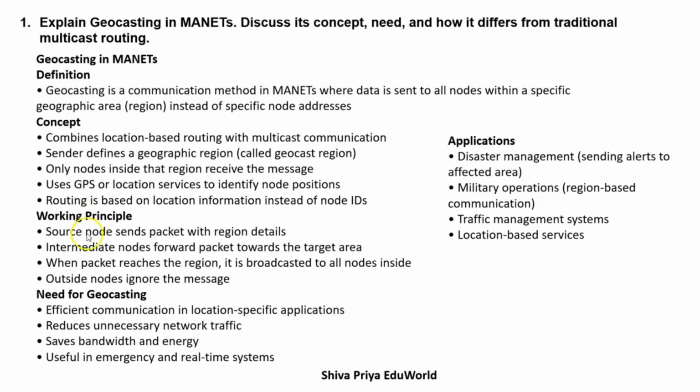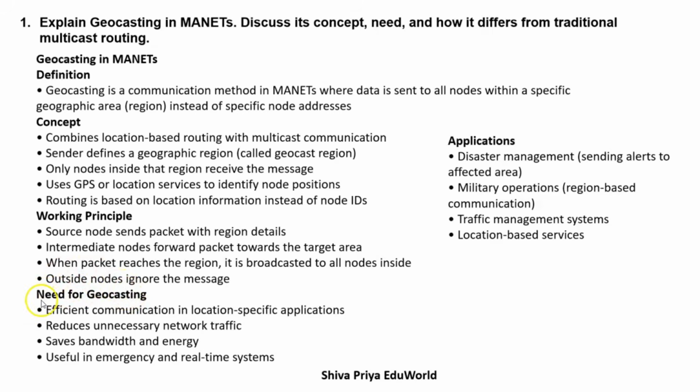Working principle. The source node sends the packet with the region details. After that, intermediate nodes forward the packet towards the target area. After that, when the packet reaches the particular region, that geographic area, it is broadcast to all nodes which are inside the geographic area. Outside nodes ignore the messages. Clear? This is how exactly geocasting in MANETs will work.